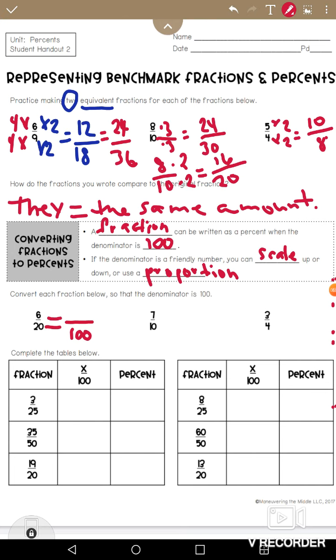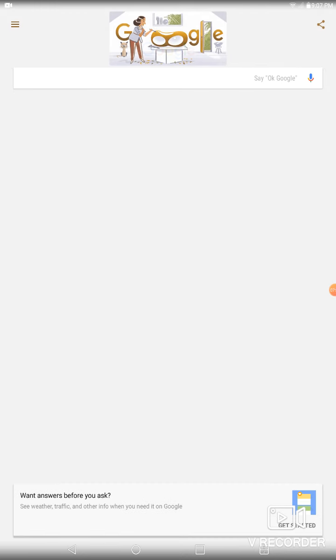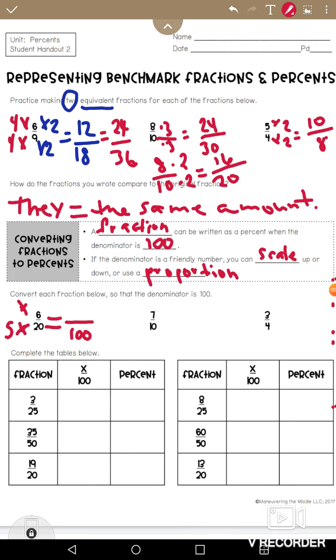So I have to ask myself, if I went from 20 to 100, what type of math did I do? How did I get from 20 to 100? Well, I know that 20 times 5 equals 100. So if that is true, what I do to the bottom, I have to do to the top. I multiplied by 5 on bottom, I have to multiply by 5 on top. 6 times 5 is 30. So 6/20ths is equivalent to 30/100ths. And that's just going to make it easier to find a percent because it's out of 100.